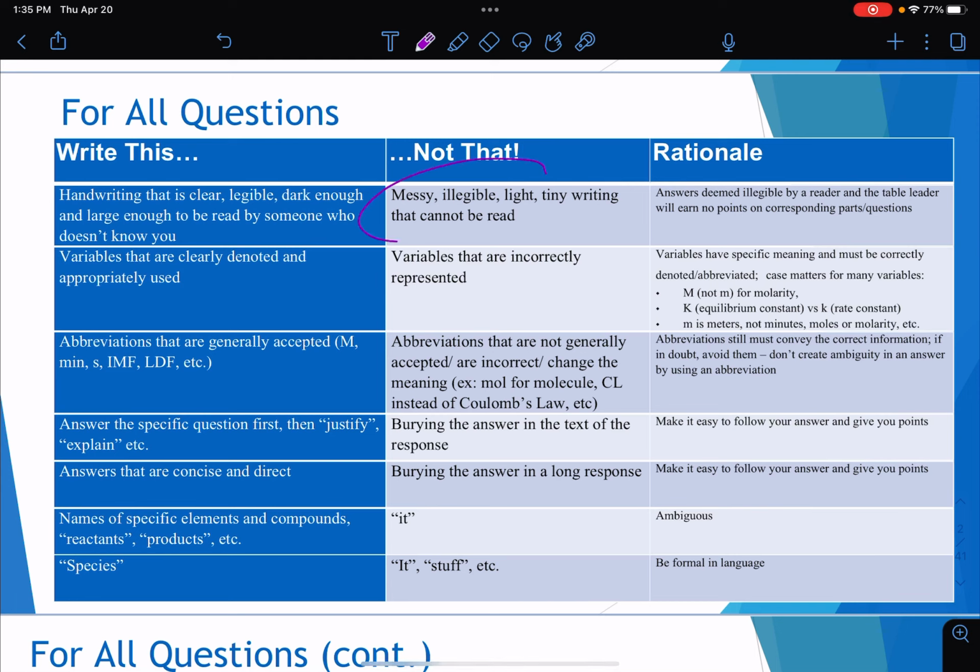you. So don't have messy, illegible, light, or tiny handwriting that can't be read. Pause and slow down a little bit because you might lose the point if the reader cannot read your handwriting. They're not going to give you the benefit of the doubt or just assume that you probably got it right, obviously. So pause and read through all of these and try to figure out how you can change the way you've been writing out your answers.